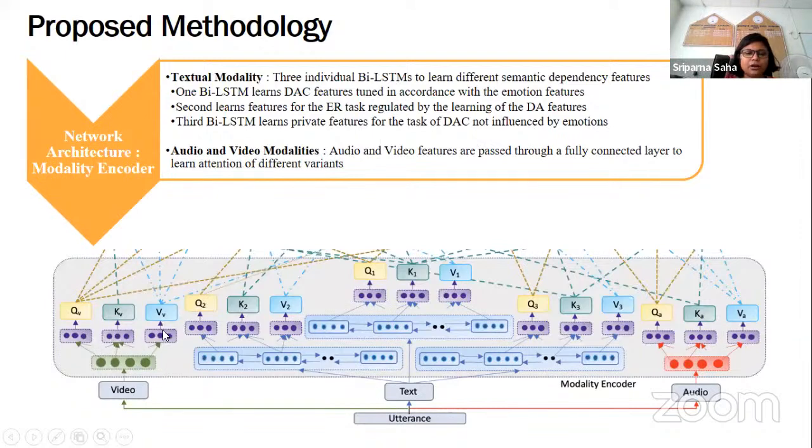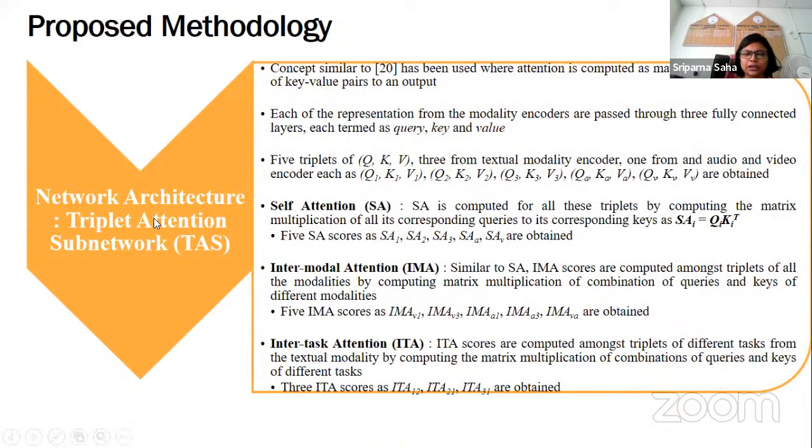We also have the audio features and the video features. And then we have the Q, K, and V values. So this Q, K, and V are used for the attentions. You know that is similar to this 20. So there is a paper already. So we are also putting some attention.